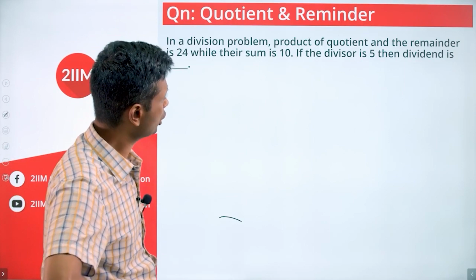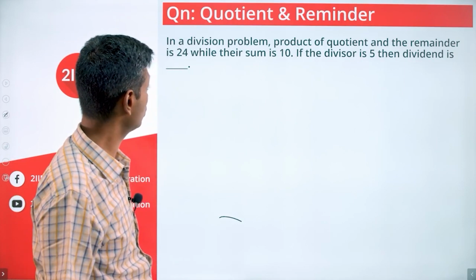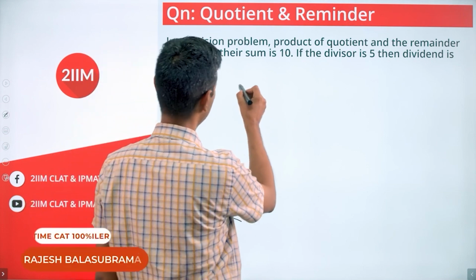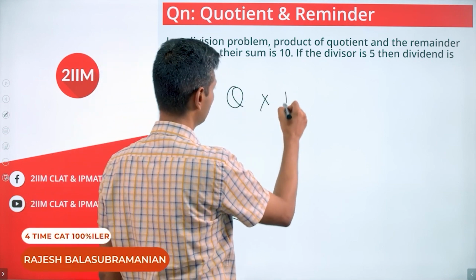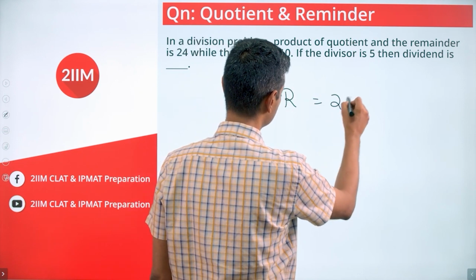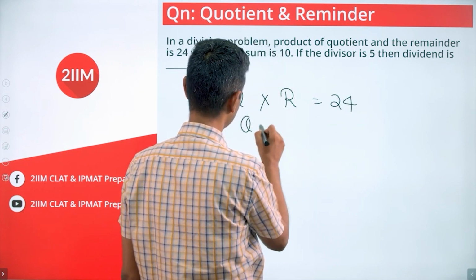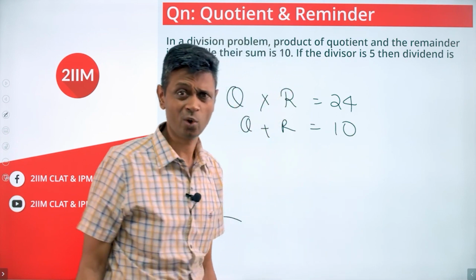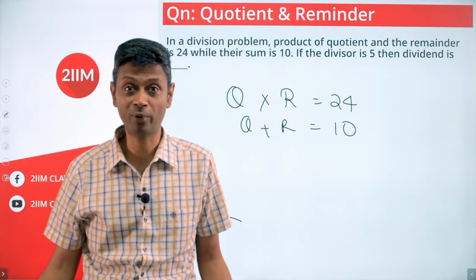In a division problem, the product of quotient and remainder is 24, while their sum is 10. And so quotient into remainder is 24. Quotient plus remainder is 10. And so, very simple question. Quotient and remainder are nice integers. They have to be positive.